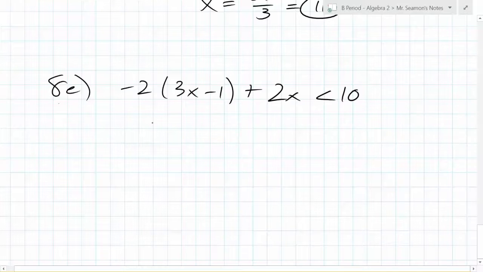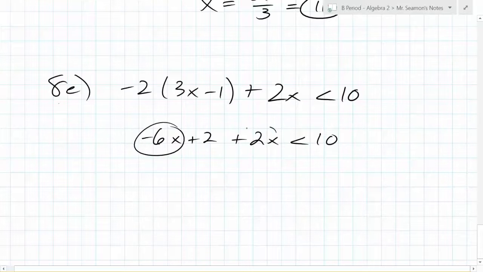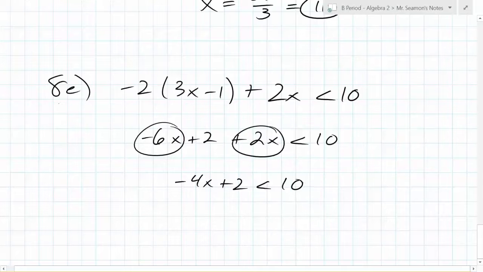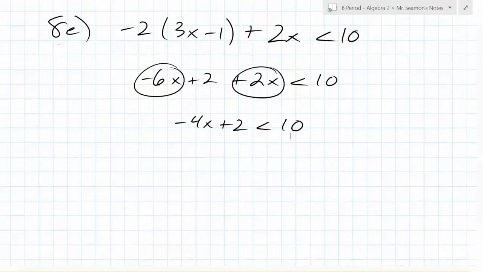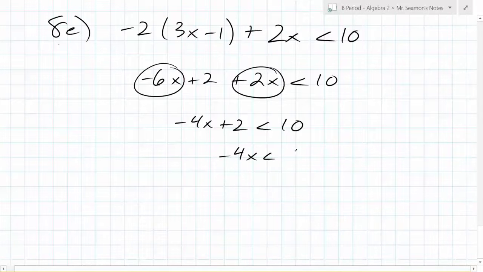Distribute. So you get negative 6x plus 2 plus 2x is less than 10. How many x's do I have on the left? You have 2 of them, but when you combine them, how many do you have? Negative 4x plus 2 is less than 10. What should I subtract from both sides? 2. Negative 4x is less than 8.